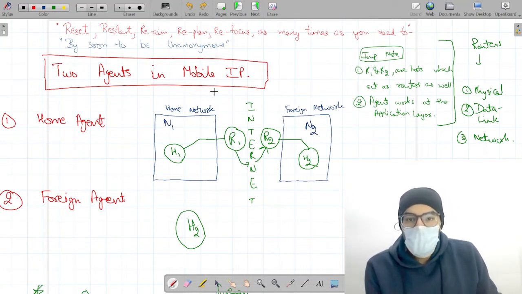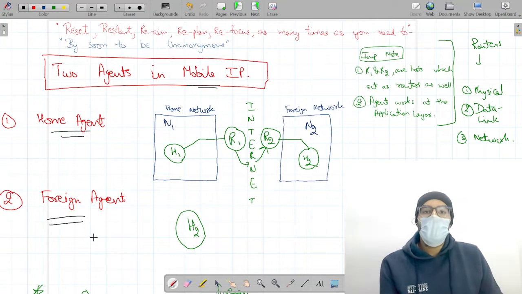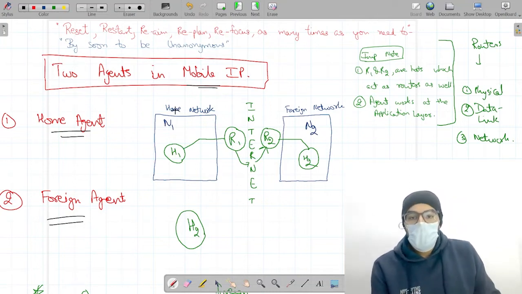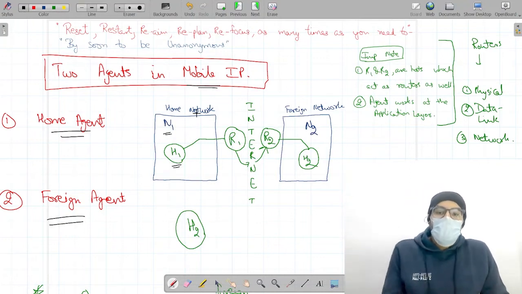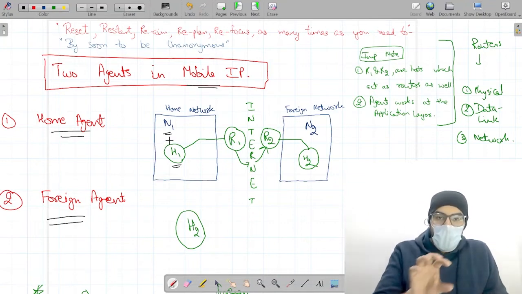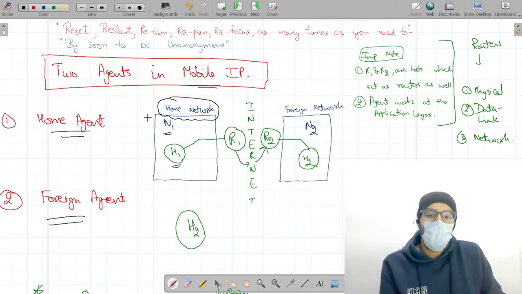In mobile IP there are basically two types of agents. One is the home agent and another is the foreign agent. Let's take an example where there is a network N1. Inside the network N1 there is a host H1, and since this is the initial network in which the host is residing, we'll call this network the home network.